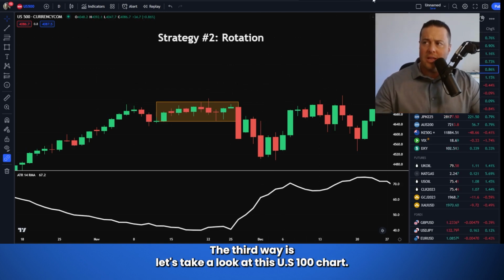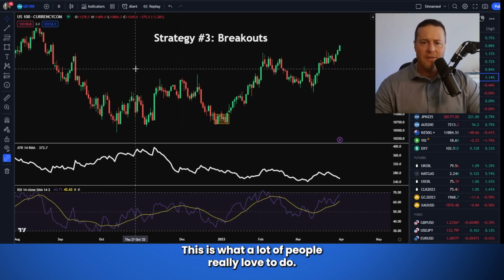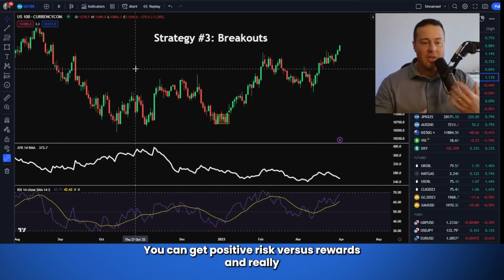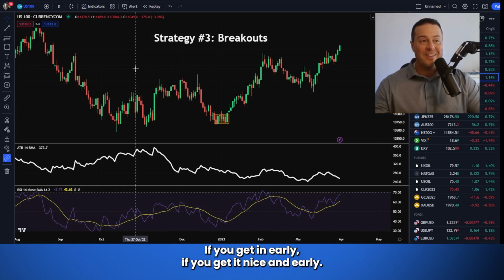The third way is, let's take a look at this US 100 chart, and this is breakouts. This is what a lot of people really love to do. They love to trade breakouts because the potential for profitability is there. You can get positive risk versus rewards and really make a decent amount of money on these breakout trades if you get in nice and early.